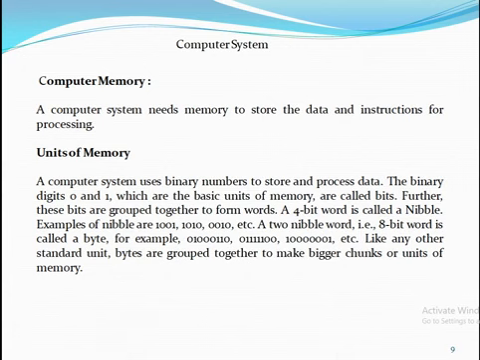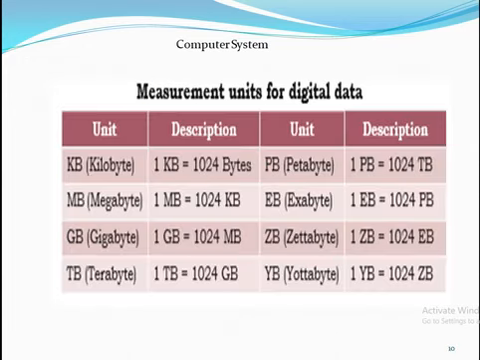A 2-nibble word, that is an 8-bit word, is called a byte. For example, 01000110, etc. Like other standard units, bytes are grouped together to make bigger chunks or units of memory. Some measurement units for digital data are: 1 KB is equal to 1024 bytes. 1 MB is equal to 1024 KB. 1 GB is equal to 1024 MB. 1 TB is equal to 1024 GB.